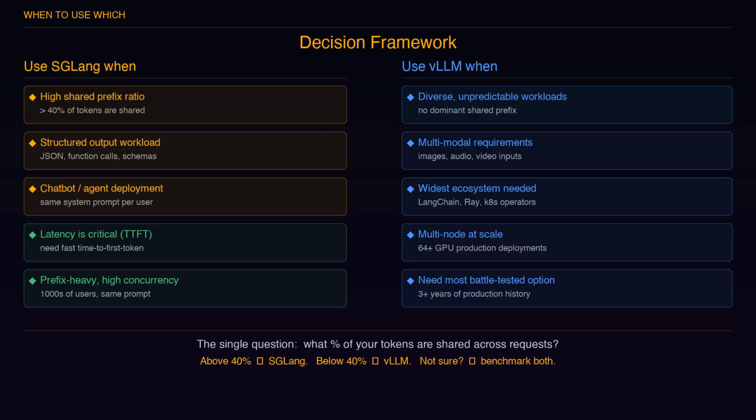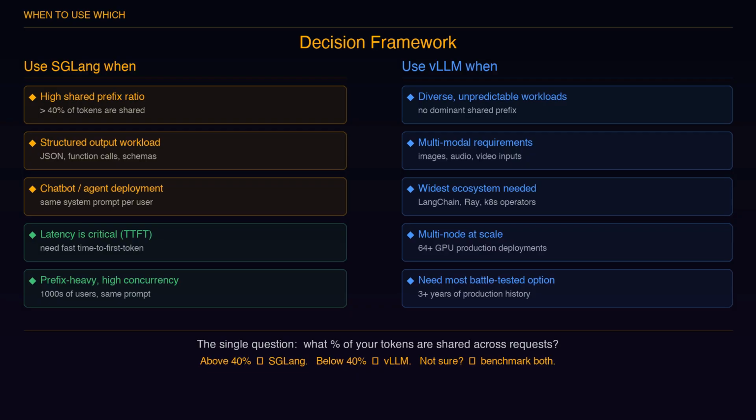Use VLLM when your workload is diverse and unpredictable. Varied users, varied lengths, no significant shared prefix. Use VLLM when you need the widest ecosystem integration: LangChain, Ray Serve, Kubernetes, community tooling. Use VLLM for multimodal workloads: images, audio, video. VLLM's multimodal support covers more model architectures. Use VLLM for large multi-node deployments where production track record matters.